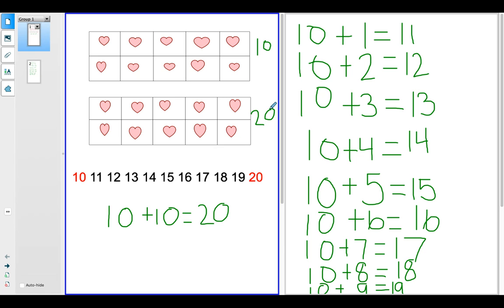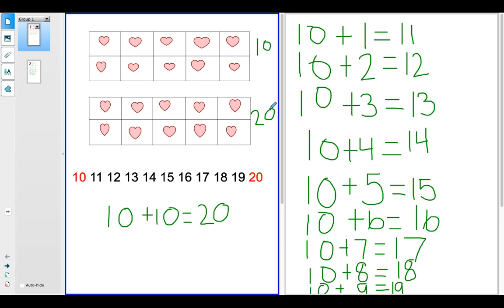And 20, is 20 a teen number? No, it's not. It's going to be the numbers that begins the numbers in the 20s. 21, 22, 23, 24, 25, 26, 27, 28, 29, right? And then after 29 comes 30. Good.